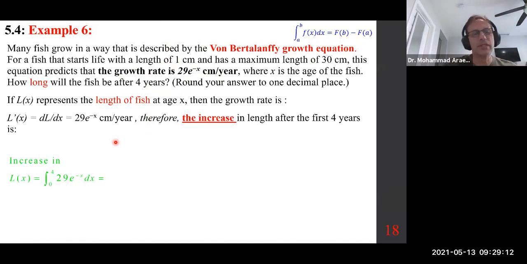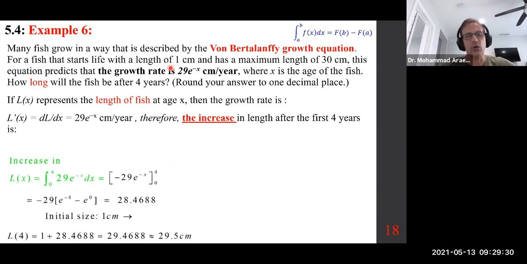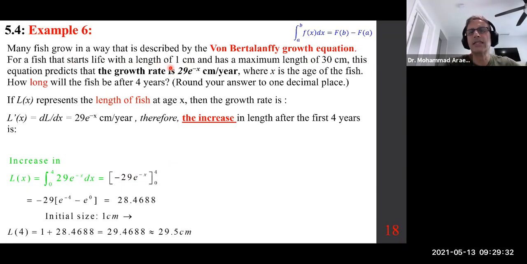Now, this is a simple case. You divide by -1, and it becomes -29. Evaluated from 0 to 4, you plug in 4, you plug in 0. I'm assuming everybody can do that. And you write it with a bunch of decimals. To begin with, the length was 1, so we need to add 1. And then it's asking for 1 decimal, so we round to 1 decimal. This is one way to do that.